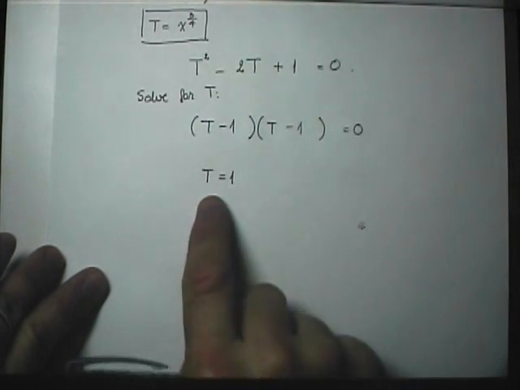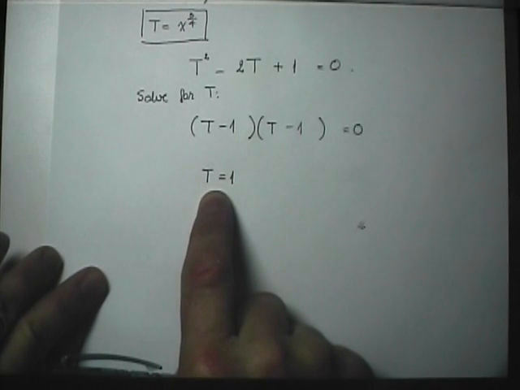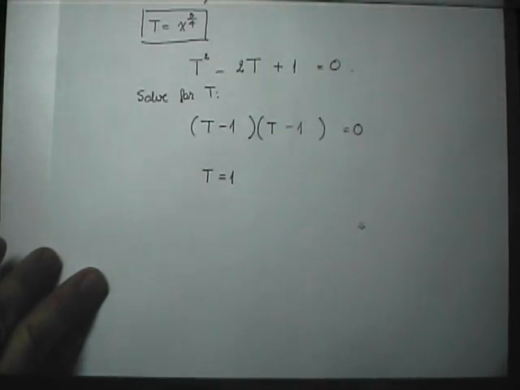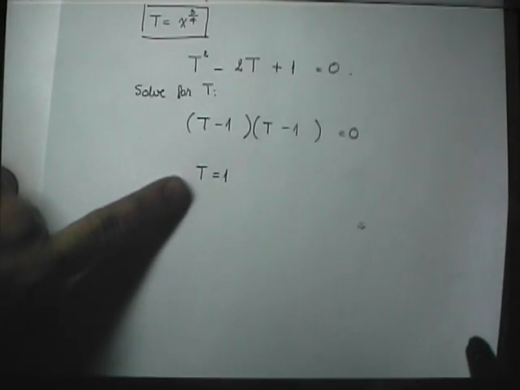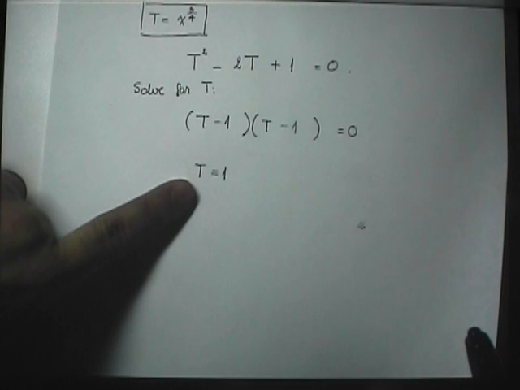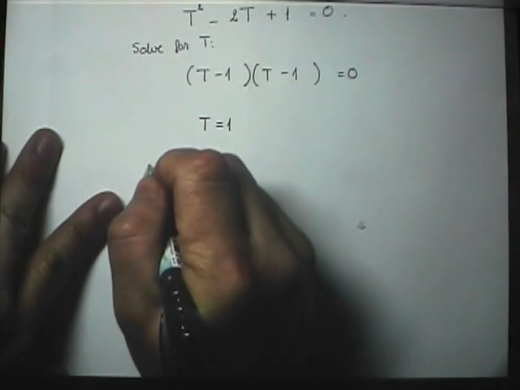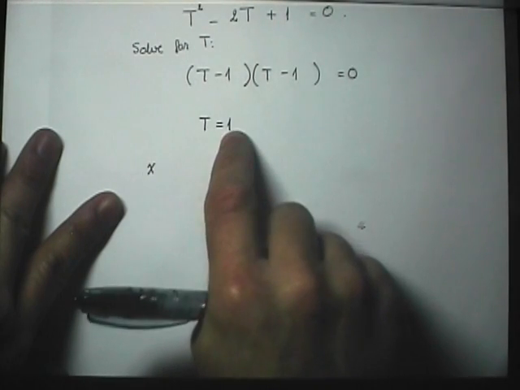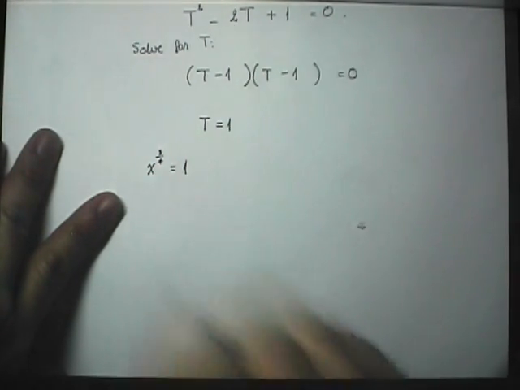But keep in mind, t equals 1 is not going to be my final point, because my final point here needs to be x equals something. My goal of the problem is solving for x. So finishing solving for t doesn't mean we finish the problem. I need to go back to the substitution. Now t equals x to the 3/4 power, and t on the other hand equals 1. So that means x to the 3/4 equals 1.